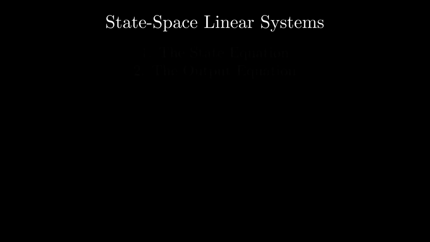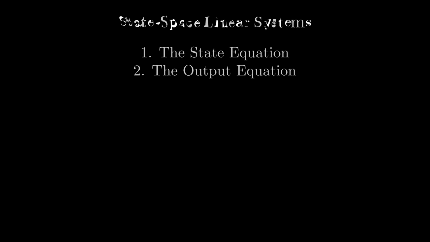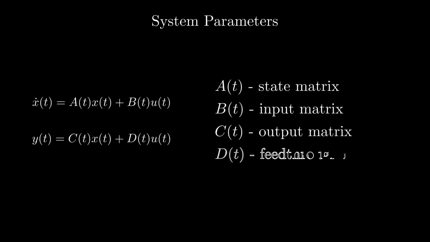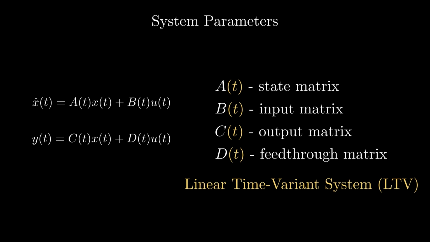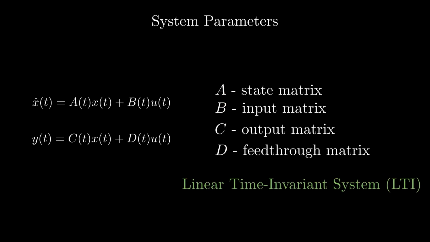State-space linear systems have 2 equations, the state equation and the output equation. In continuous time, they look like this. The state equation is an ordinary differential equation, and the output equation is as nice and easy as you see it on the screen. These are called the system parameters. If system parameters rely on time, we call the system a linear time-variant system, or LTV for short. However, if system parameters don't rely on time, we call the system a linear time-invariant system, or LTI for short.